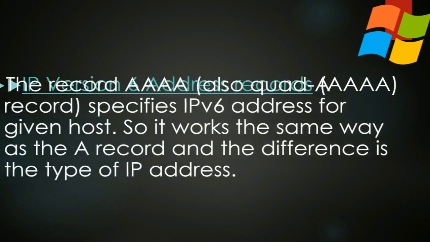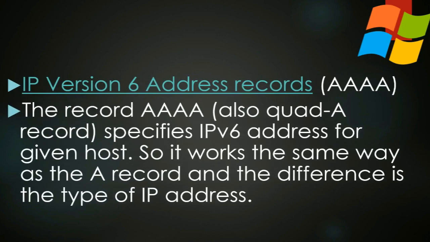IPv6 address record, or we can say quad A. The quad A record specifies IPv6 addresses for a given host, so it works the same way as the A record, and the difference is the type of IP addresses.